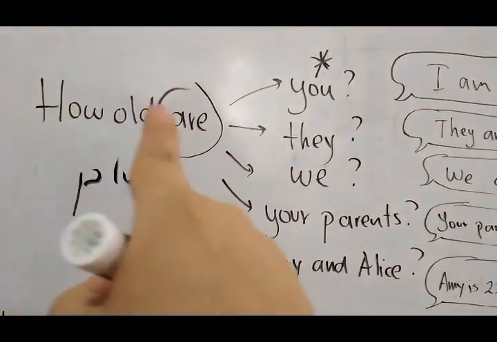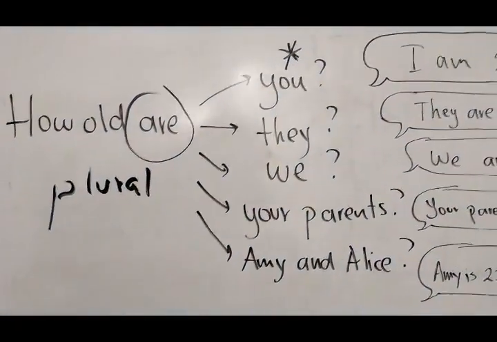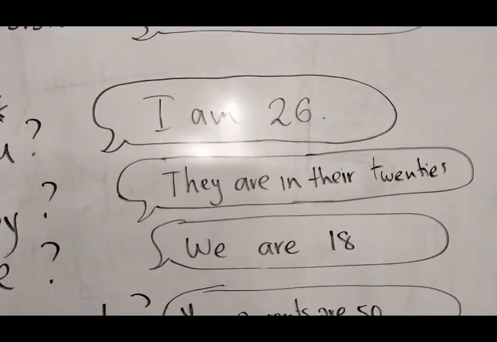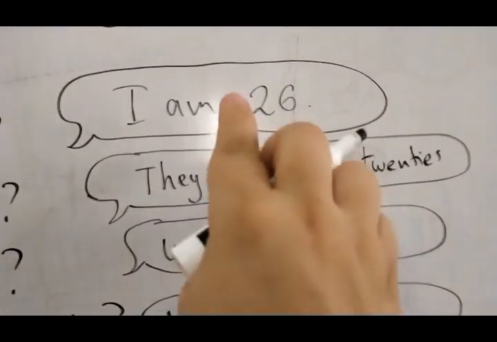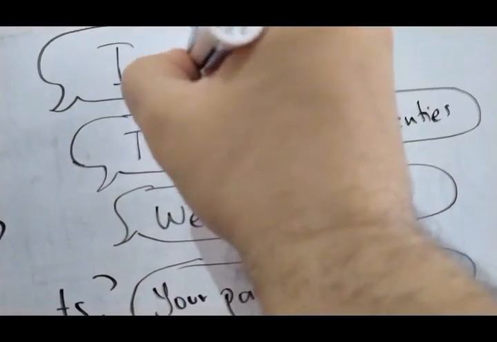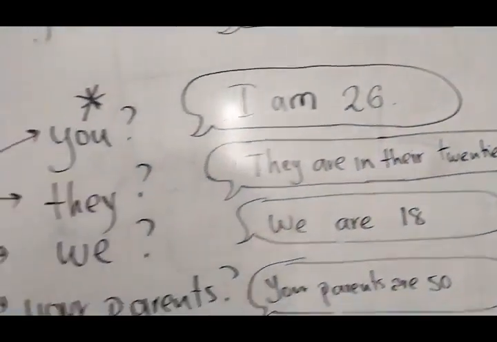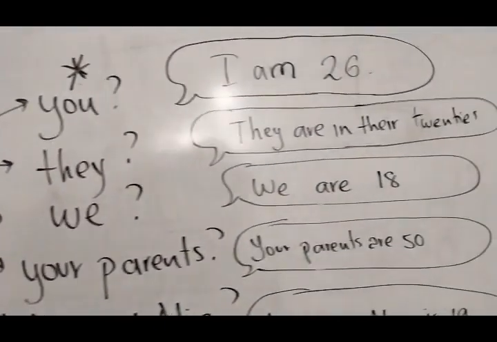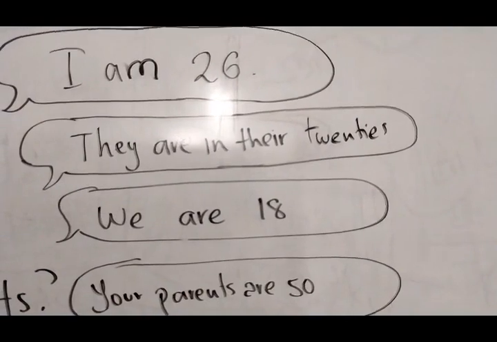For example, how old are you? ¿Cuántos años tienes tú? Let's see how we can answer. I am 26. Yo tengo 26 años. I am 26. How old are they? ¿Cuántos años tienen ellos? They are in their 20s.